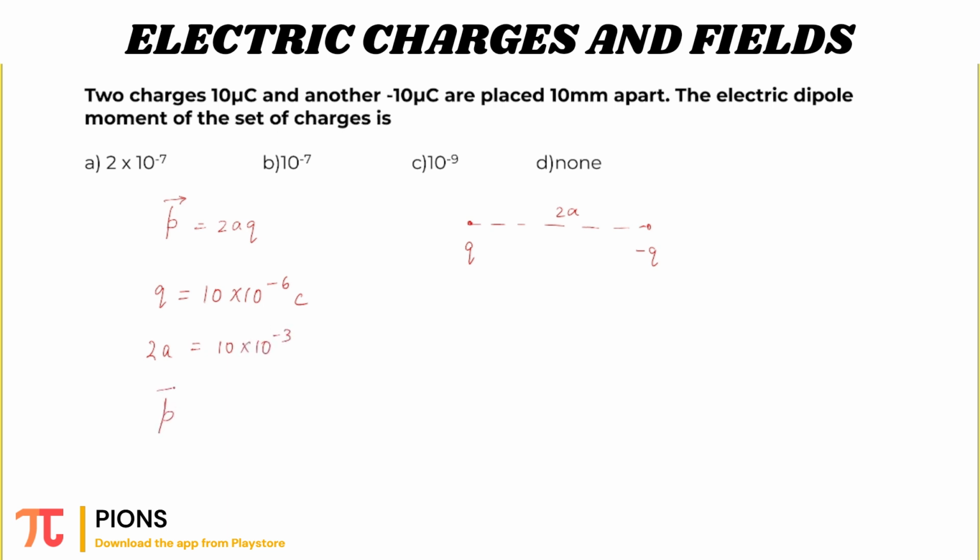So 10 into 10 to the power minus 3. So P will be simply 2aq, that's 10 into 10 to the power minus 3 into 10 into 10 to the power minus 6. That is 100 into 10 to the power minus 9, and that's 10 to the power minus 7. So the correct answer is 10 to the power minus 7 Coulomb meter. That's our option B.